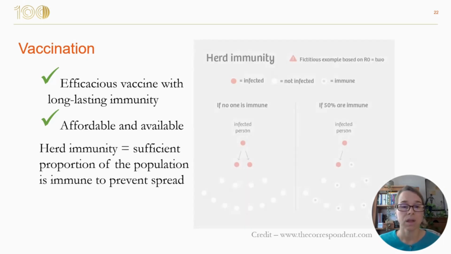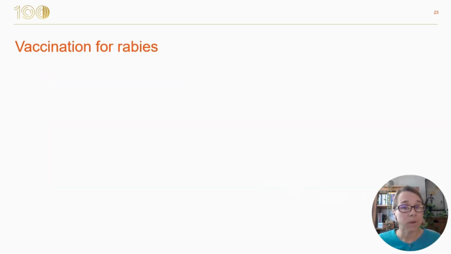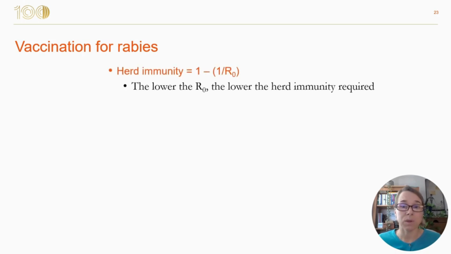So we have this great vaccine, and now the question is, how many dogs do we need to vaccinate to achieve herd immunity to prevent spread? And to work that out, we go back to R0. The percentage of the population that needs to be immune to prevent spread is 1 minus 1 over R0. The lower the R0, the lower the herd immunity required to control the disease.